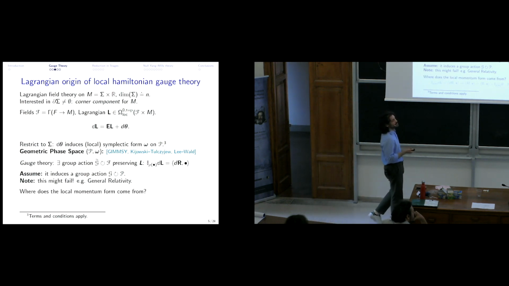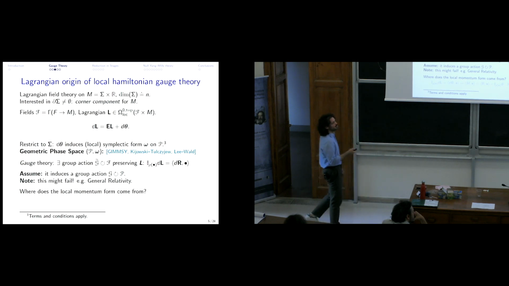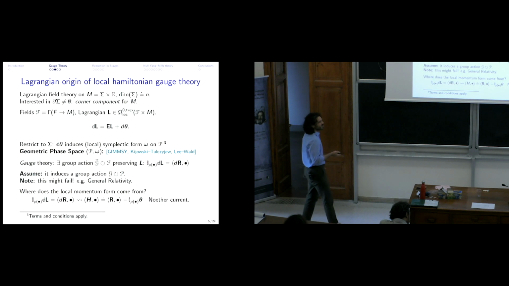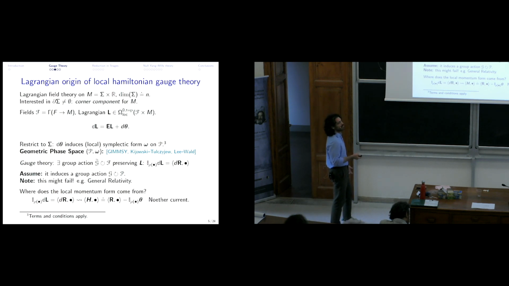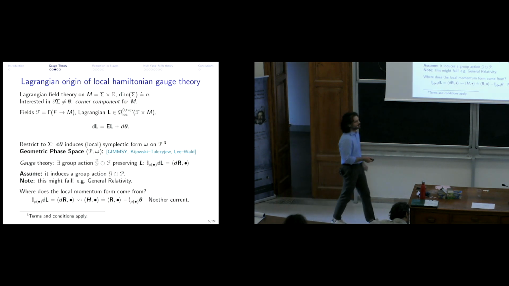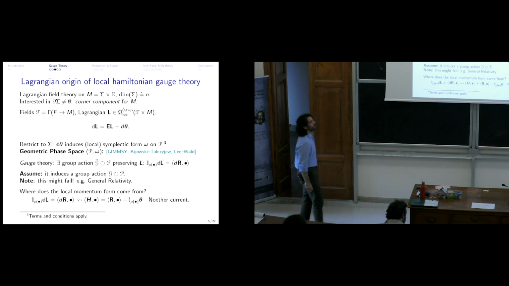And the last piece of information that you need to construct a locally Hamiltonian space is the local momentum form, but this is nothing but the Noether current. Okay, so out of a Lagrangian field theory, in good cases, I can extract the data of a locally Hamiltonian space over restrictions of fields to a codimension 1 hypersurface.